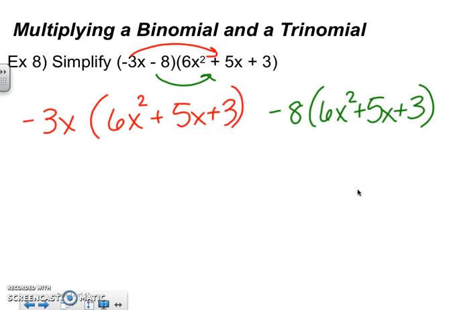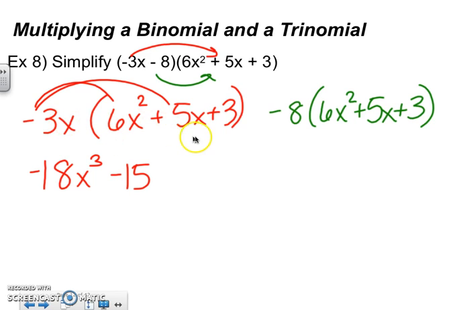Okay? So now I'm going to distribute again, but it's going to be a little bit longer. So I would do negative 3 times 6 and get negative 18. X and an x squared would be x cubed. And then I'm done with that term. Negative 3 times 5 is negative 15. An x and an x term would be x squared. And then negative 3 times 3 is negative 9, and there was an x with that 3x. So notice it's going to go 3, 2, and then just an exponent of a 1.